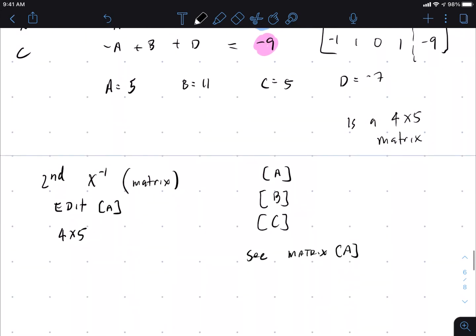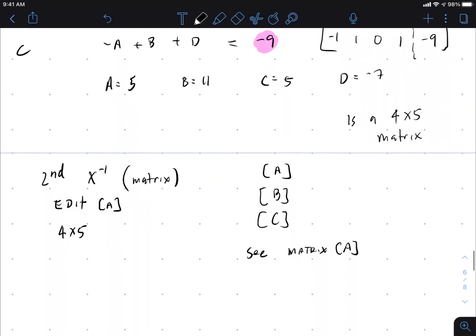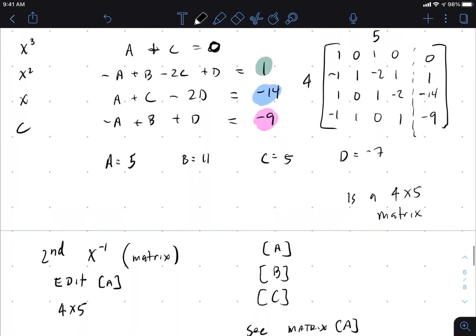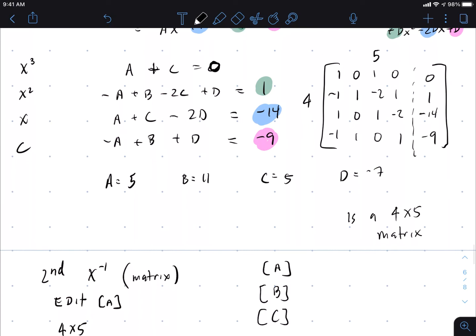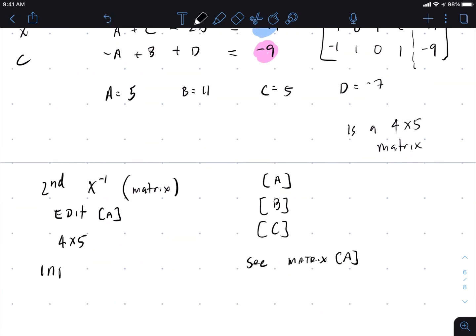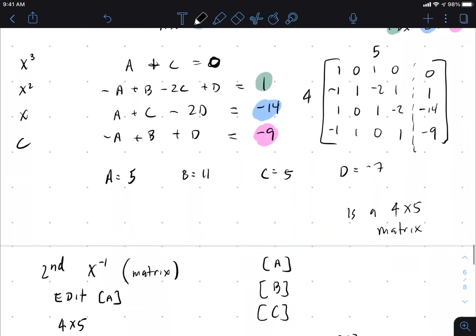And I'm recording this so you guys can rewatch this if you need to. So once we have the 4 by 5, we're going to input the values. Let me do that on my calculator. I'm going to go 1, 0, 1, 0, 0. And the way you do it is you type your number, then enter, type your number, then enter, or you can even just scroll to the right and left.